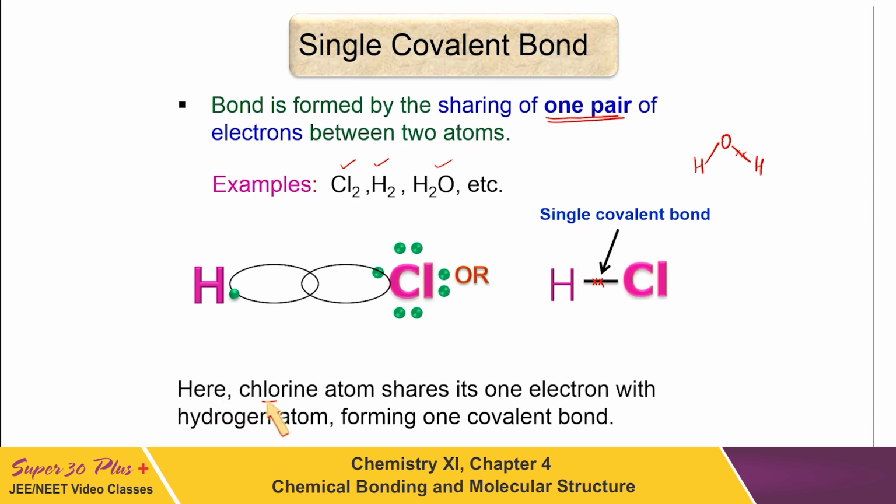So here the chlorine atom shares its one electron with the hydrogen atom in HCl and forms one covalent bond, and thus there is the formation of HCl. In Cl2 also there is a sharing of one electron between two chlorine atoms. The same happens with hydrogen. Here you see the shared pair of electrons between two atoms of hydrogen.